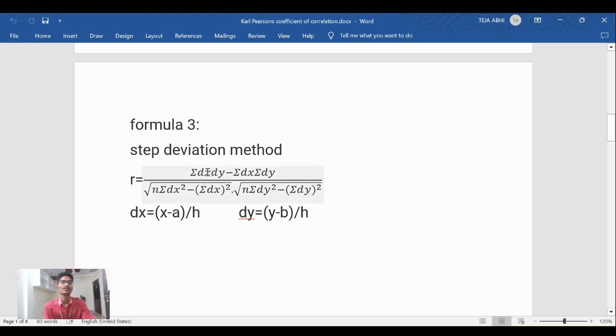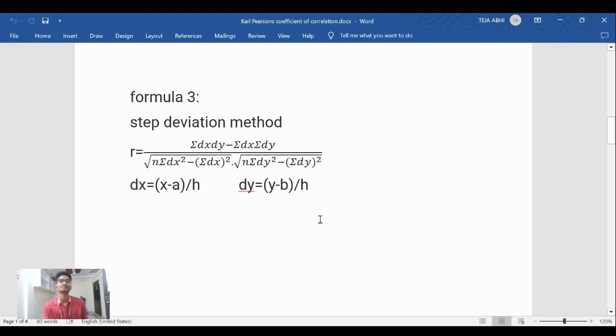Here we have to find the values of dx and dy, the product of dx and dy, and then its summation. We have to find the value of dx and its summation, and dy and its summation. We also have to find the value of dx square and its summation, and similarly dy square and its summation. And we have to find the value of the summation of dx and then square it. Here also we have to find the summation of dy and then square it.